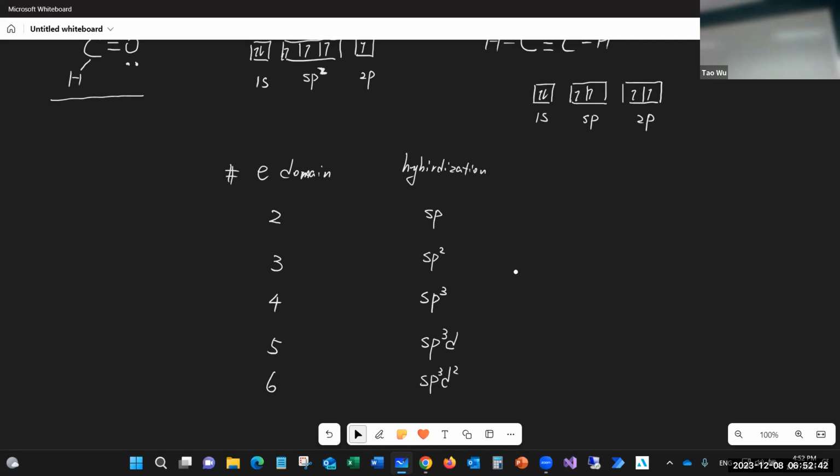It's a patch for the MO theory. That's it. People needed to explain how come these things happen. So this is the hybridization.